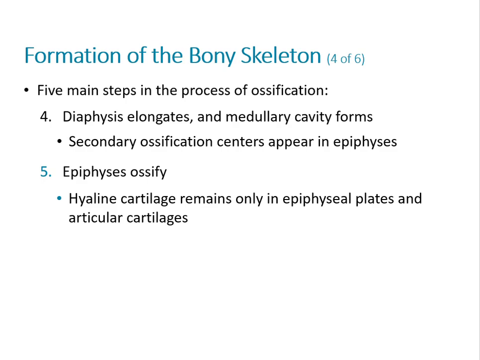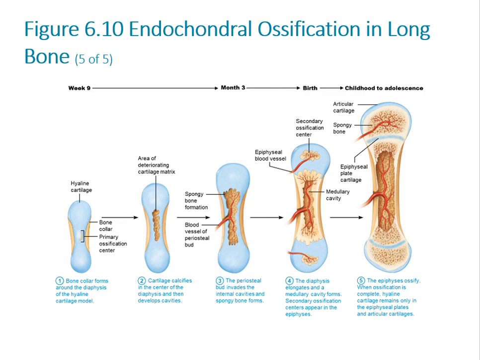Articular cartilages are hyaline cartilage that's left over at the ends of long bones, and that's going to help reduce friction between bones that rub against each other. So here is the entire process. We're starting at the beginning with a primary ossification center forming. That's in response to growth signals at about week 9 of gestation. Then a bone collar forms, and that is going to cut off nutrition from the surrounding perichondrium into the hyaline cartilage model.